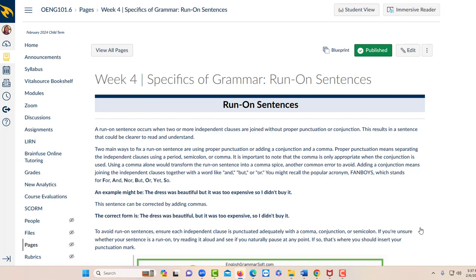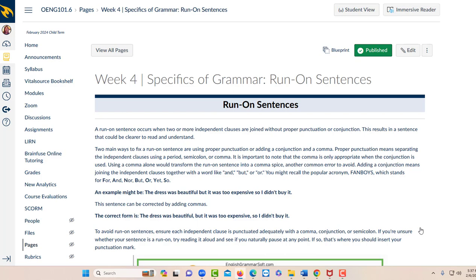An example might be, the dress was beautiful but it was too expensive so I didn't buy it. This sentence can be corrected by adding commas. The dress was beautiful, comma, but it was too expensive, comma, so I didn't buy it. To avoid run-on sentences, ensure each independent clause is punctuated adequately with a comma, conjunction, or semicolon.